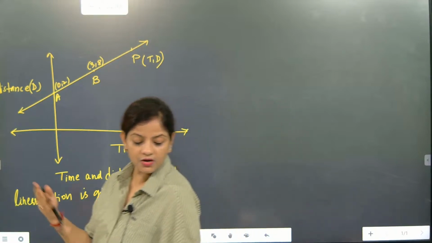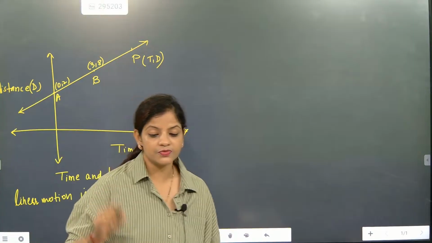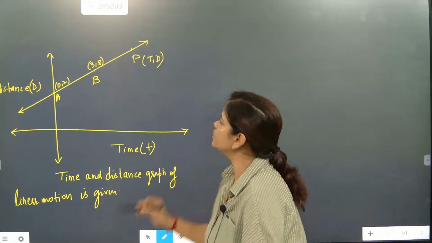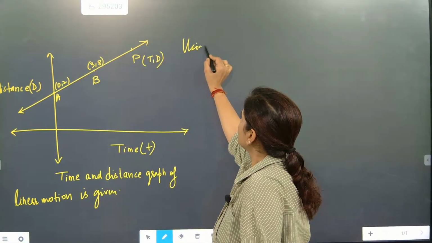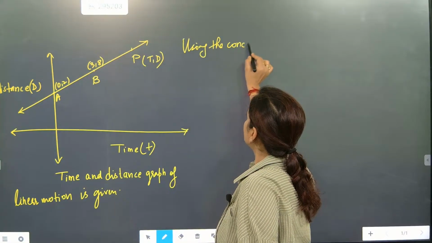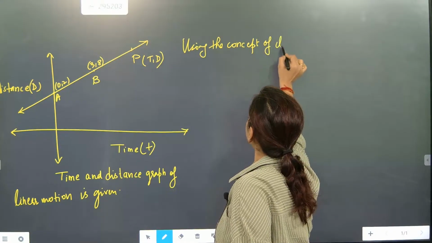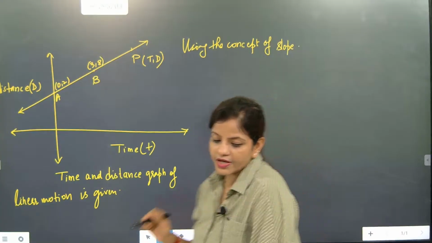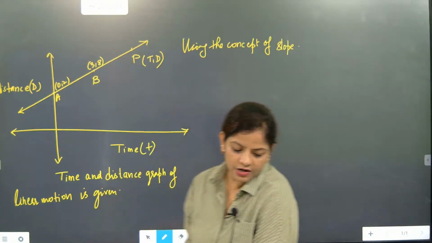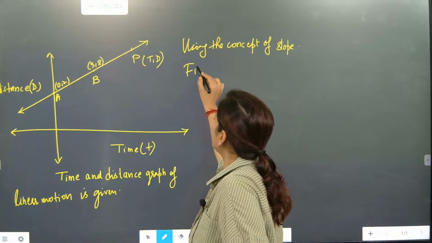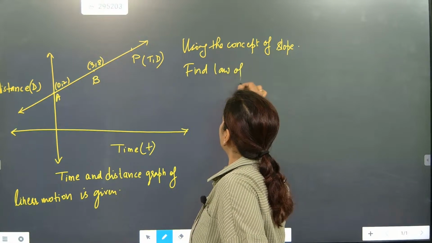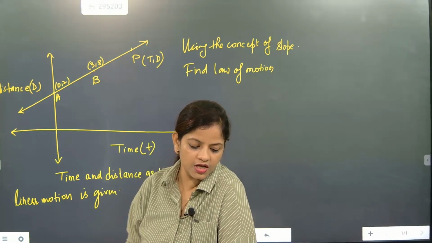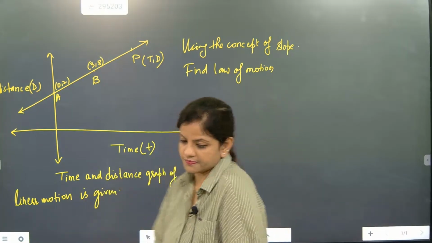They are telling us to use the concept of slope, and all the distance and time values have been given. Using the concept of slope, find the law of motion. That is, how distance depends upon time.